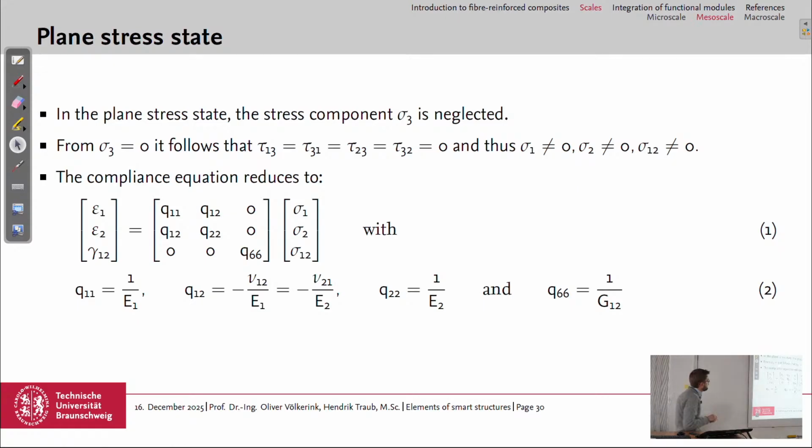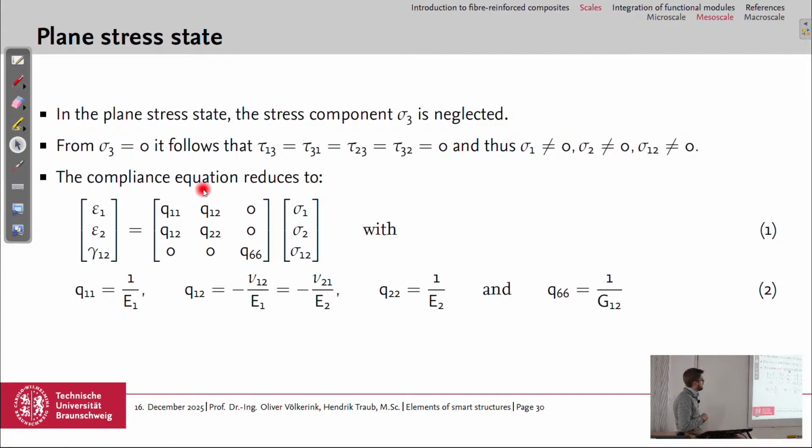First, we have to take a look at the plane stress state. Who is familiar with plane stress conditions? I think most all of you maybe. So we assume that we have very thin components and can neglect the stress in thickness direction, from which it follows that also the out-of-plane shear components are 0.